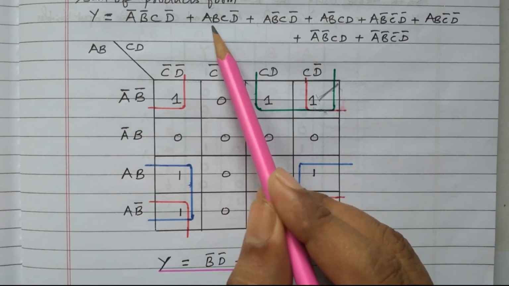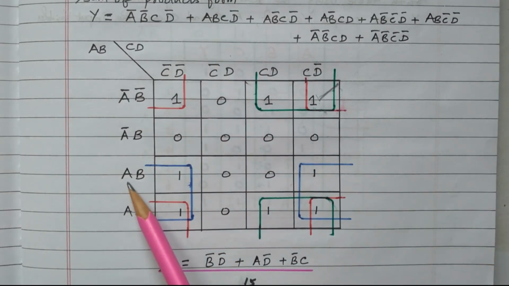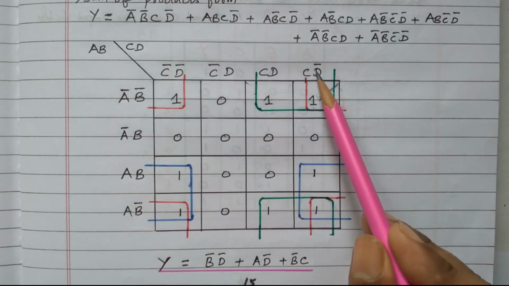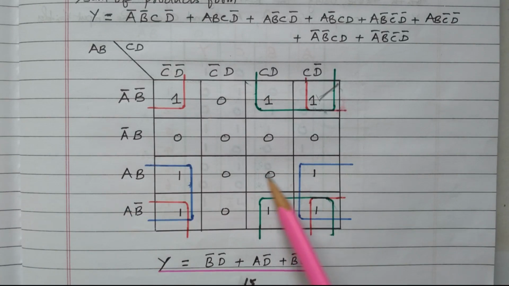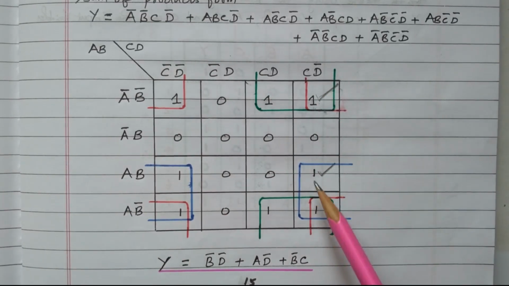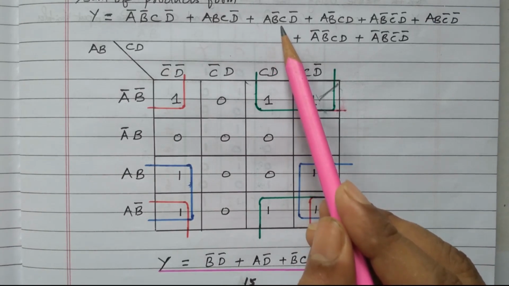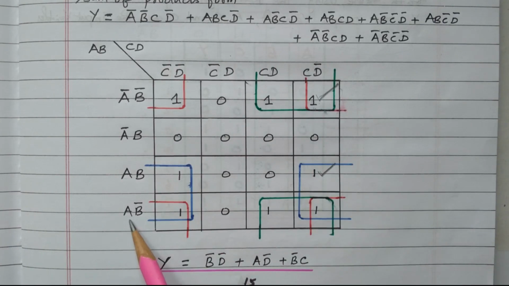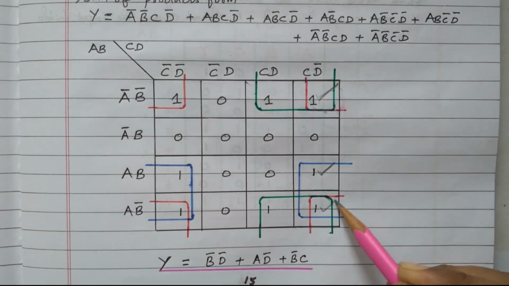First we'll see where is A, B. So A, B is available here. Then where is C, D bar? Again C, D bar is available here. Right, A, B, C, D bar. So this is the second term. Right. Then third term A, B bar, C, D bar. First we'll see where is A, B bar. This is A, B bar. Then where is C, D bar? C, D bar is available here. So A, B bar, then C, D bar. This is the third term.